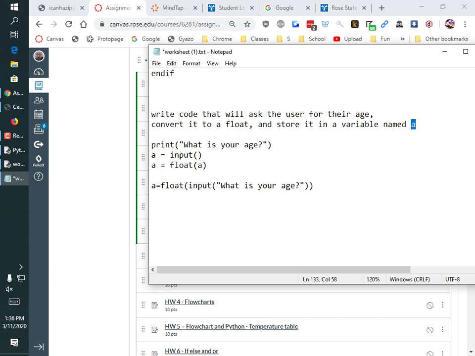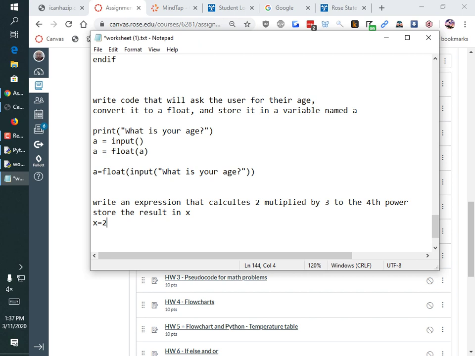All right, so write an expression that calculates two multiplied by 3 to the 4th power. Store the result in X, right? If I said that, store the result in X. Okay, X equals, there, I get partial credit just for typing that. 2 multiplied by, in other words, 2 times, 3 to the power 4.